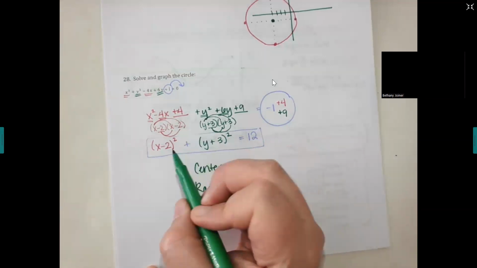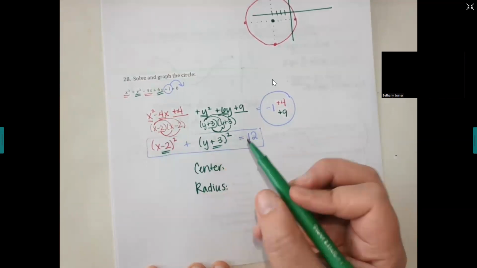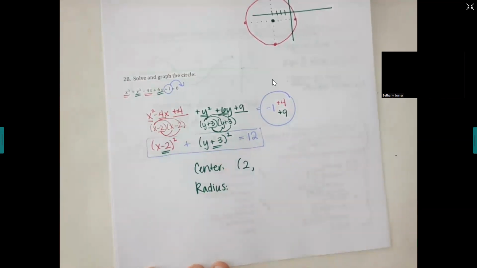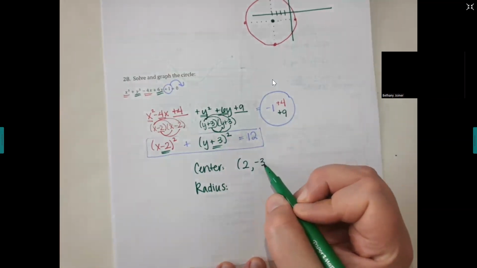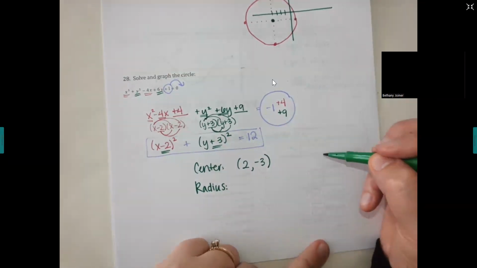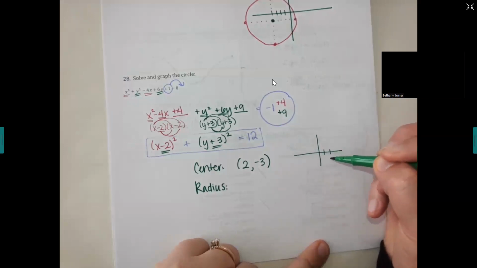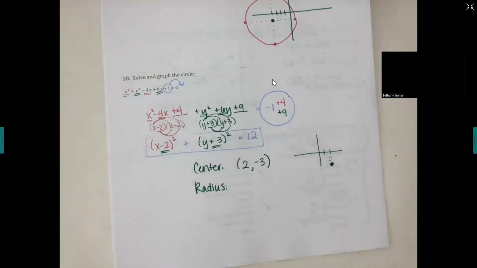My center comes from the numbers with x and with y. If I see a -2 with x, I know my real center is a +2. My y is with a +3. That means that my real center will be at -3. Then you can come over here and do your little sketch. I want to go to the right 2, down 1, 2, 3. There's my center. And then remember that 12 is r squared.